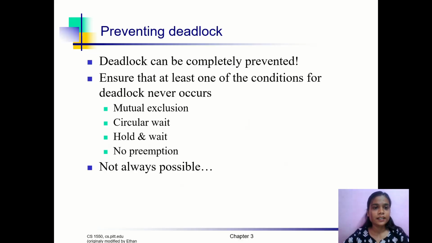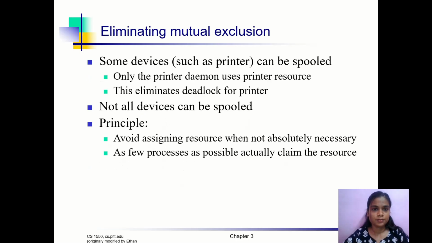This is how we prevent deadlock. Deadlock can be completely prevented by ensuring that at least one of the conditions for deadlock never occurs: mutual exclusion, circular wait, hold and wait, no preemption. This is not always possible.